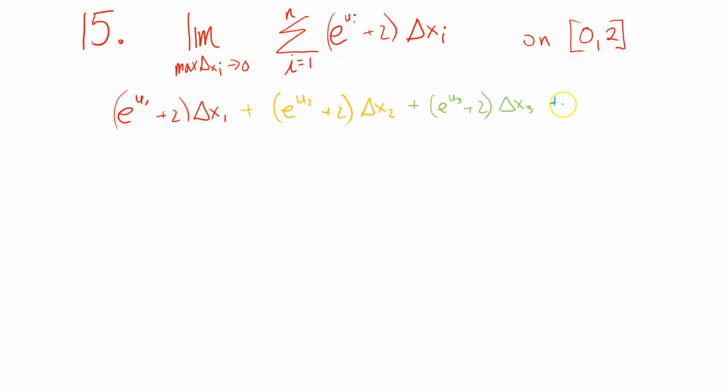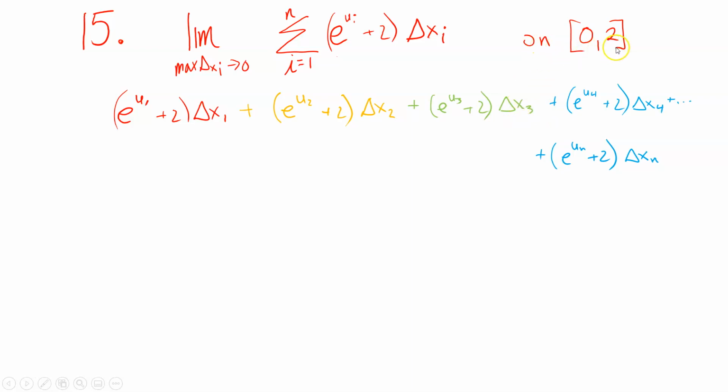Using i equals 4, e to the power u sub 4 plus 2, of course, times delta x sub 4. Now this is going to continue on until we substitute in n, which is going to be e to the power u sub n plus 2 delta x sub n. And the structure I want you to see is height times width, height times width, height times width. We're adding up a bunch of rectangles, heights and widths. We're finding an area under a curve.